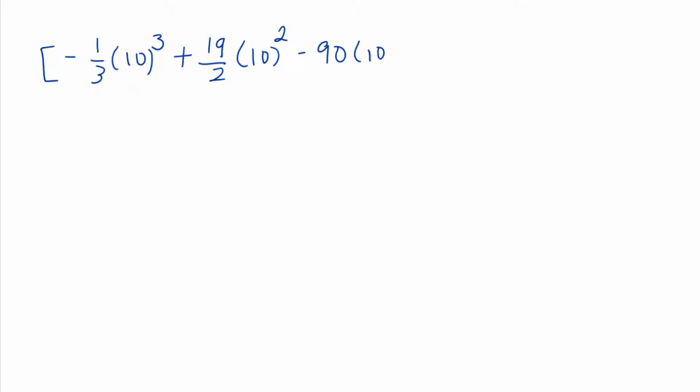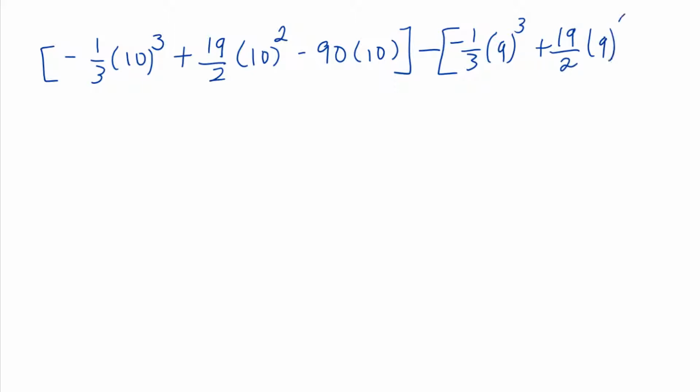To solve that, we will put in the upper bound, which is 10. So we will have negative 1/3 times 10 cubed plus 19 halves times 10 squared minus 90 times 10. Then we are going to subtract the lower bound, which would be negative 1/3 times 9 cubed plus 19 halves times 9 squared minus 90 times 9.